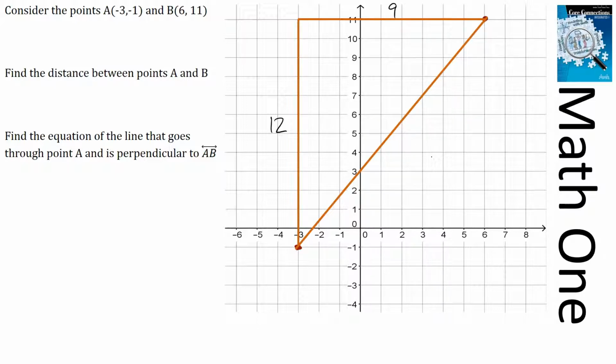And basically, I connected those two endpoints to create this perfect right triangle, right? Because the line segment that's 12 units long is parallel to the y-axis, and the one that's 9 units long is parallel to the x-axis, and the x and y axes are perpendicular to each other.